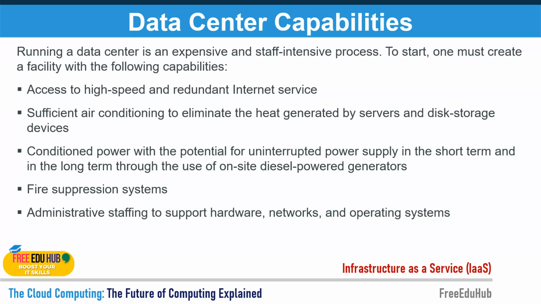Then we must have fire suppression systems as well, that in case of a fire, determine what kind of equipment should be available in the data center. Of course, we cannot use water in the data center, it would affect the hardware. We'll have to use suppression agents, or the kind of foam and gases, etc., that would help us in getting rid of the fire in case there is a problem like that. Administrative staff is required to support the hardware, network, and operating systems, who are dedicated to taking care of the hardware, networking, and the operating systems which are installed on those systems.